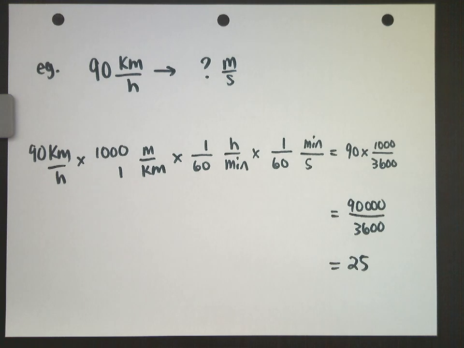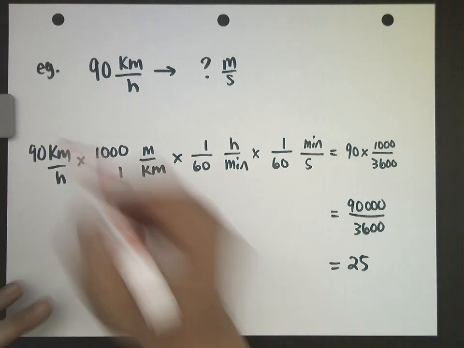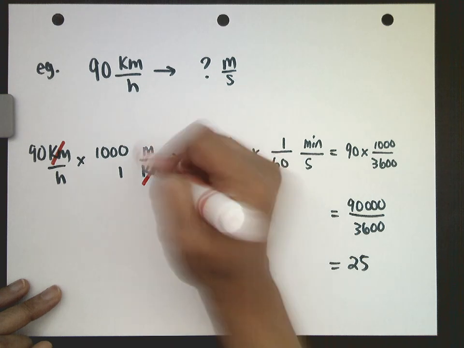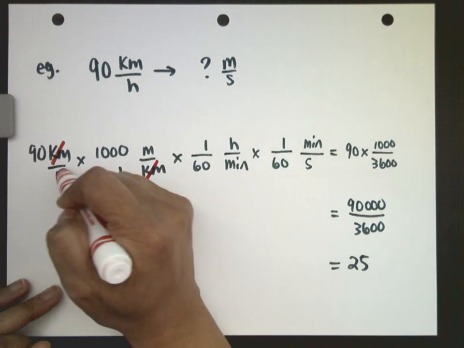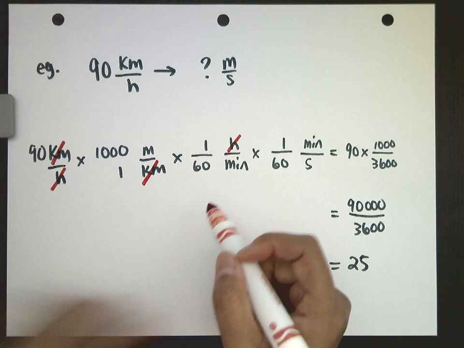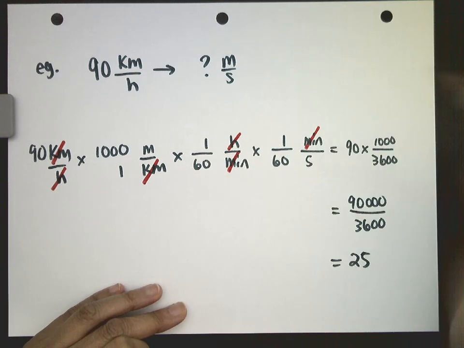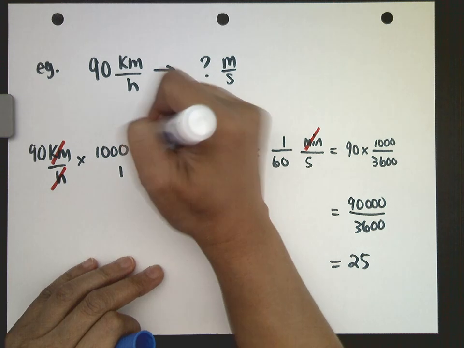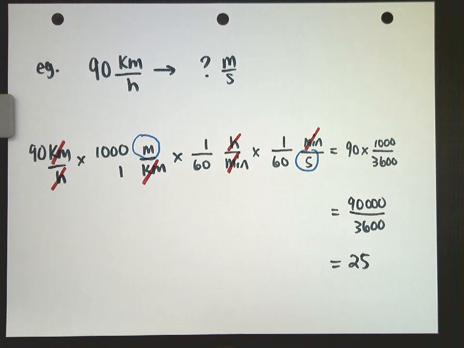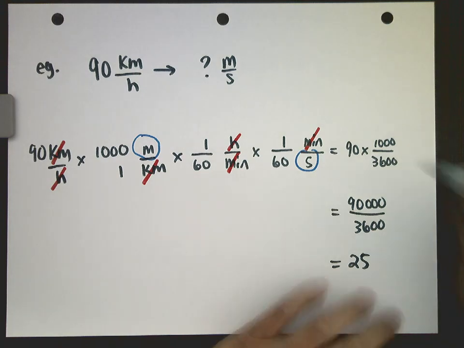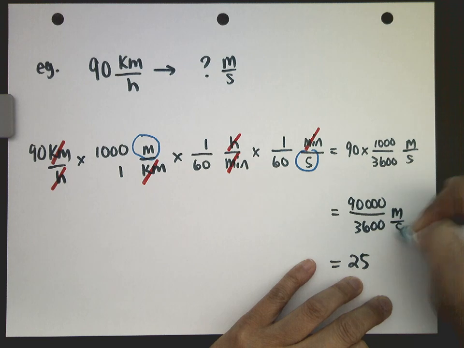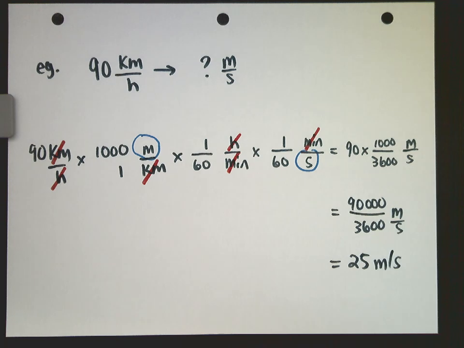Okay, let's look at units. The kilometers cancel out. We have the meters, they stay, okay, good. We have the hours that cancel out, and we have minutes that cancel out. So the only things that are left are meters over here and seconds, which is our units. So that will be meters over seconds, or meters per second.